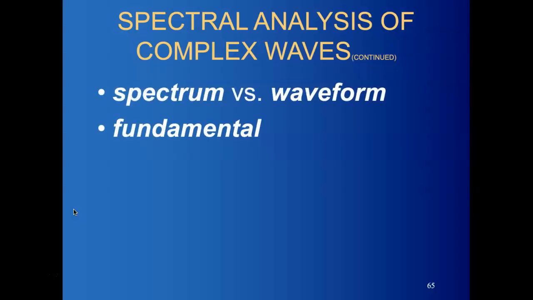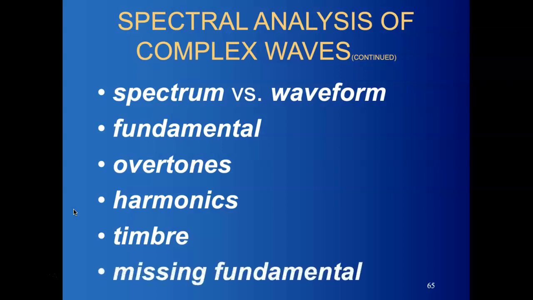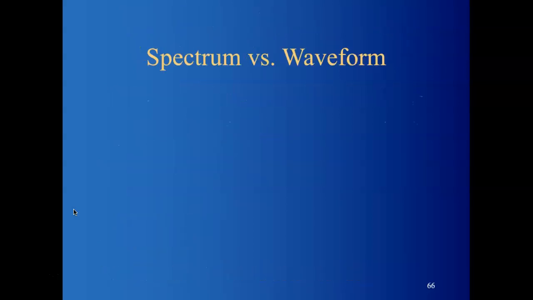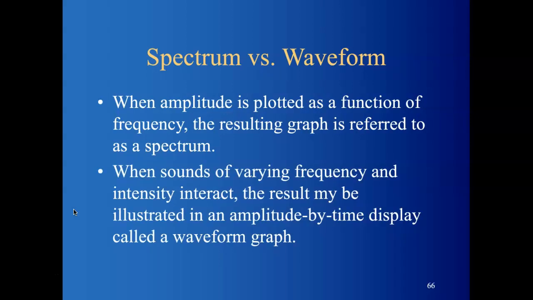So spectrum versus a waveform, right? We just went over that. Fundamental frequency, overtones, harmonics, these are all concepts we'll talk about. Timbre is a perceptual piece of information. And don't worry about missing fundamental. That's something we'll cover later. So when amplitude is plotted as a function of frequency, the resulting graph is a spectrum, right? We just looked at that. When sounds of different frequencies interact, you can see the outcome as a waveform. And again, we just showed you what a waveform was.